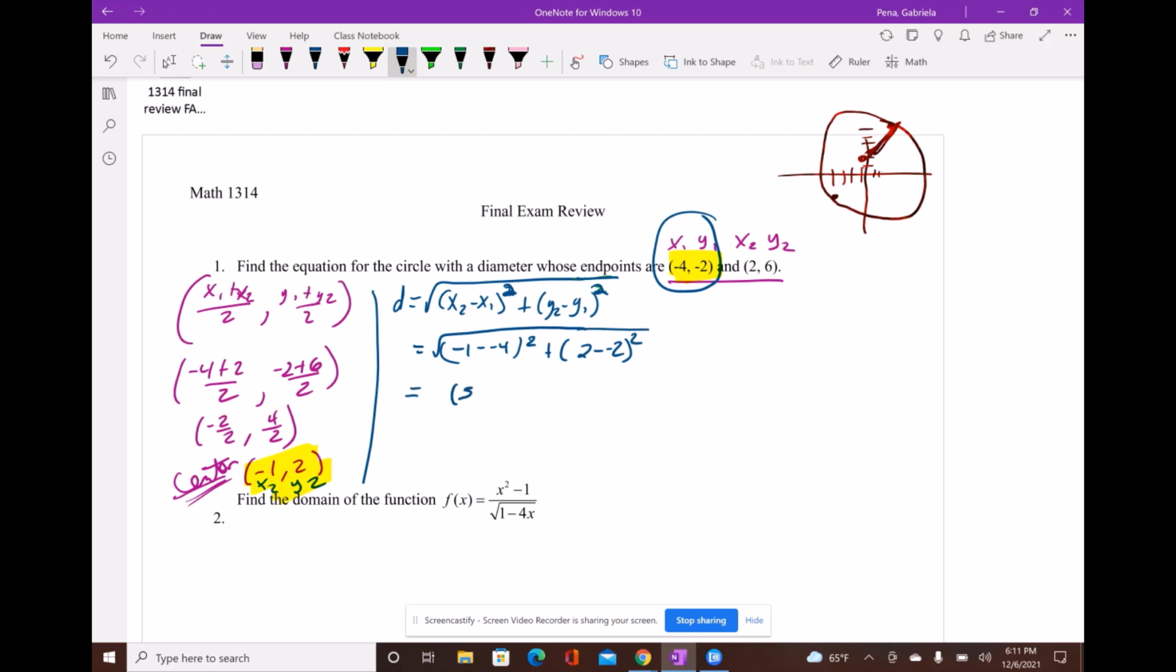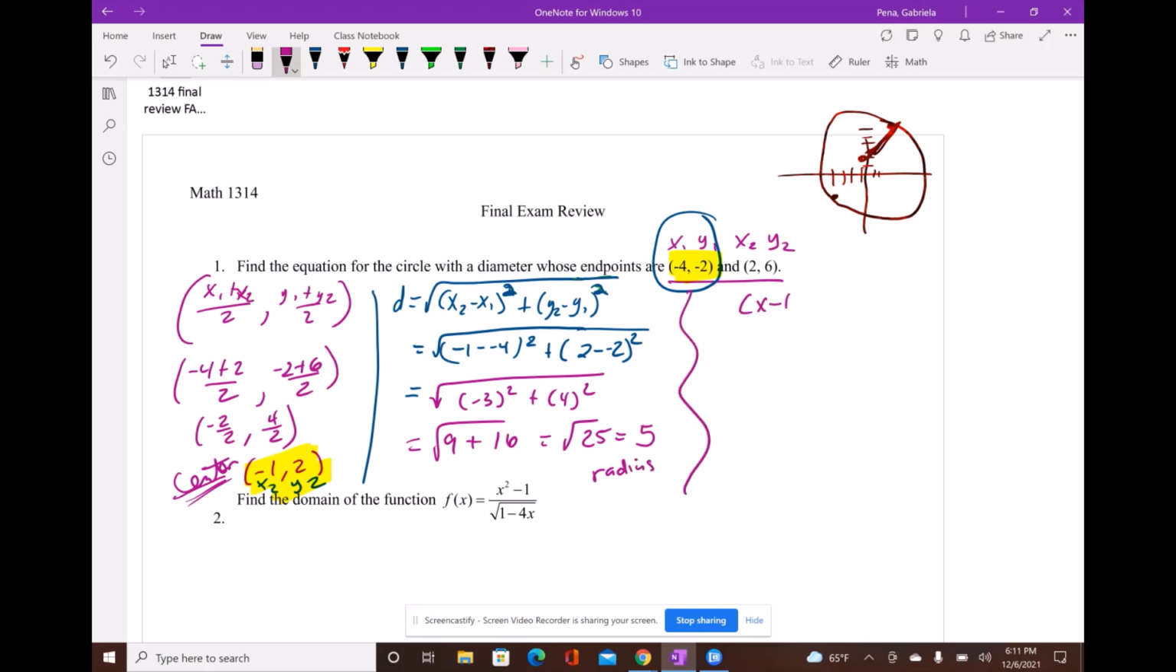This is 5 squared. Just kidding. This is -3 squared plus 4 squared. This is 9 plus 16. This is the square root of 25, which is 5. This here is your radius.